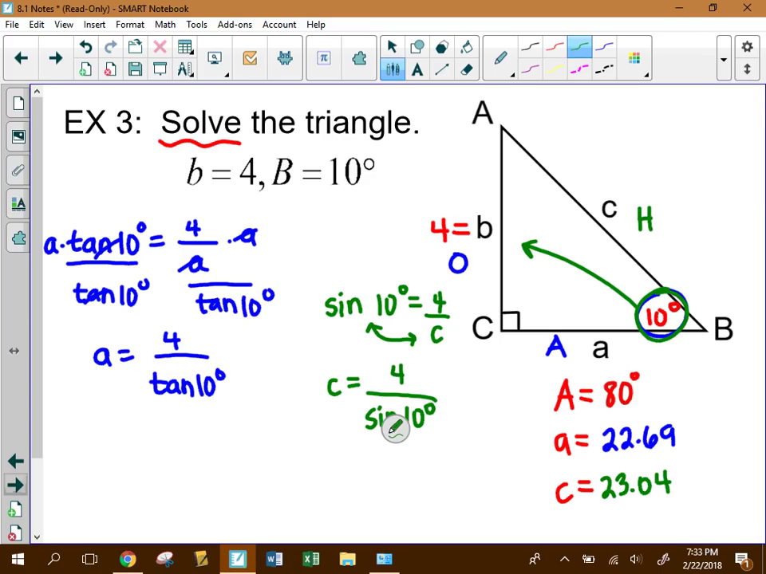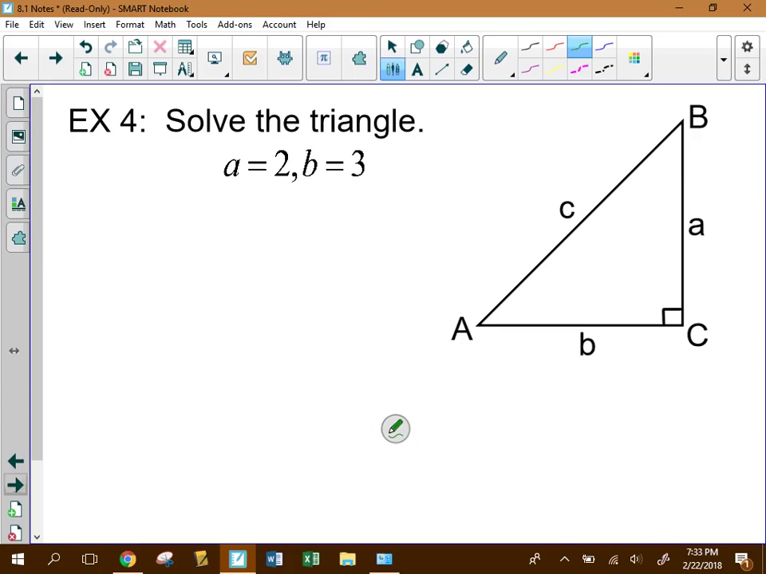So that's what we would get for our answer if we were solving this right triangle. So we're going to solve this triangle. Another triangle here, we know that side A is 2, so I'm going to mark that, and side B is 3. So we are missing angle A, we're missing angle B, we know angle C is 90 degrees, and we're missing side C, which is the hypotenuse.